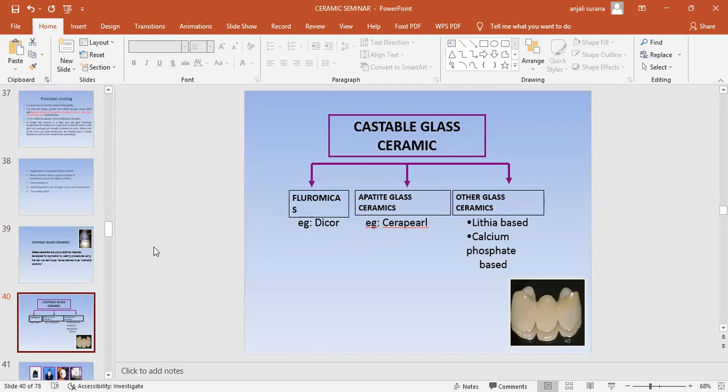Castable glass ceramics are of three types: fluor mica, apatite glass ceramics, and other glass ceramics. In fluor mica, Dicor is the example. For apatite glass ceramics, Cerapearl, and other glasses can be lithium based or calcium phosphate based.